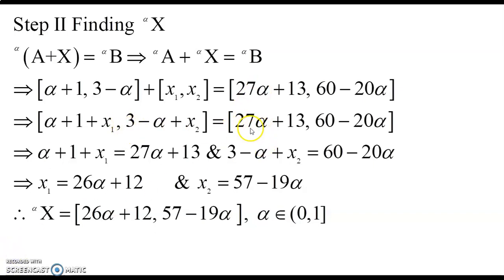Now we can see that there is an equality between these two closed intervals. Therefore, we can equate their initial and end points. After equating initial and end points, we will get these two new expressions. Now solving these two expressions for x1 and x2, we get x1 equal to 26 alpha plus 12 and x2 equal to 57 minus 19 alpha. Therefore, alpha cut of x is equal to x1, which we have just obtained here, comma, here it is x2, and x2 is nothing but 57 minus 19 alpha, where alpha belongs to open 0 to closed 1.